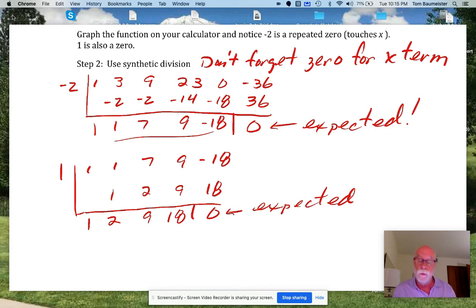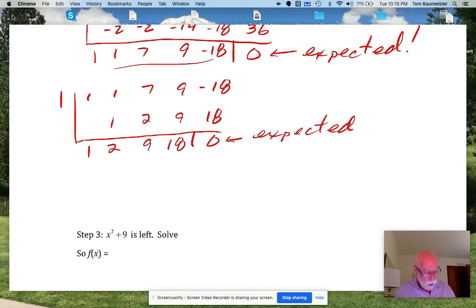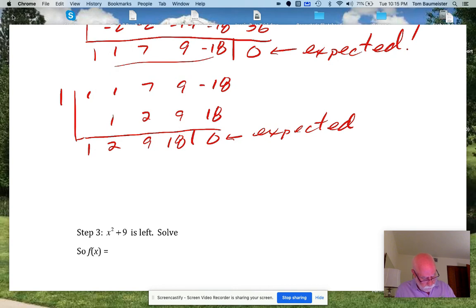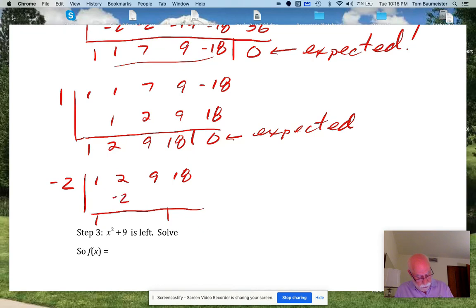Remember, we need to have 5 of them. We'll see that our next one here will also work. Again, I'm going to take my 1, 2, 9, and 18. And again, since it was touching at negative 2, I have to have 2 of those there. So I do this again. I bring down the first one. Negative 2 times 1 is a negative 2.